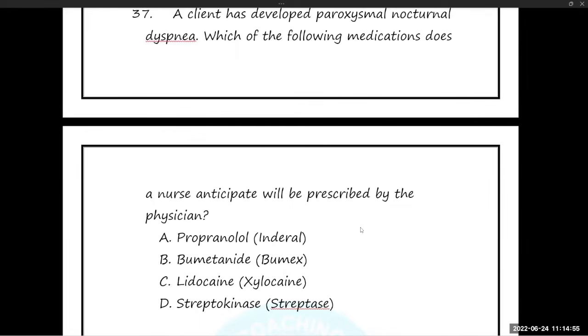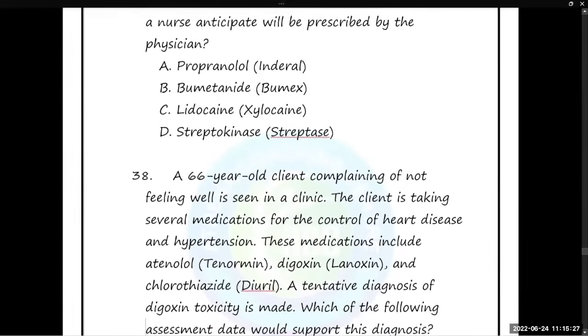See, normally we give diuretics for the patient in order to remove the extra fluid. So you can administer a loop diuretic. There is one medication which is considered as a loop diuretic. So what is that? It's Bumex. So Bumex is considered a loop diuretic. So the answer for this is B. Next question.